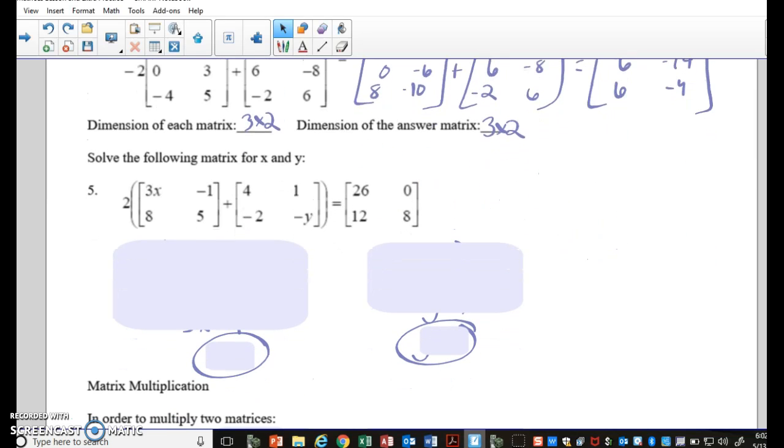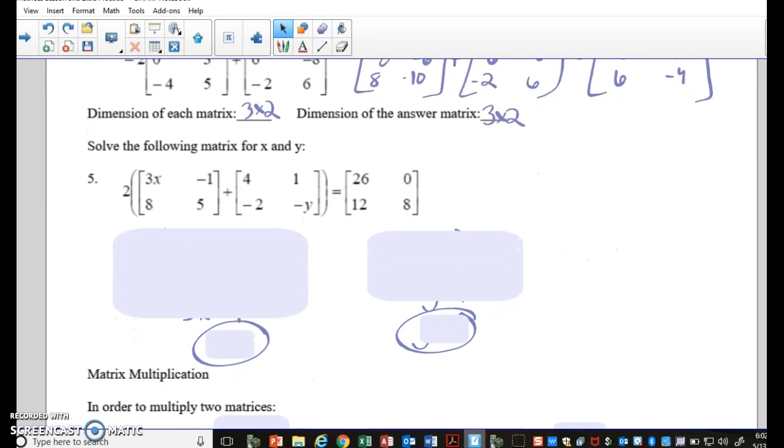Number 5, I'm going to let you try. Actually, number 5 is a bit trickier. So number 5, we're going to be solving for x and y in our matrix. Now, if we only care about x and y, we're just going to solve for those specific entries. So here, this 2 is being multiplied by this matrix addition, and we only care about where the x is and where the y is. So we can write equations to represent those entries.